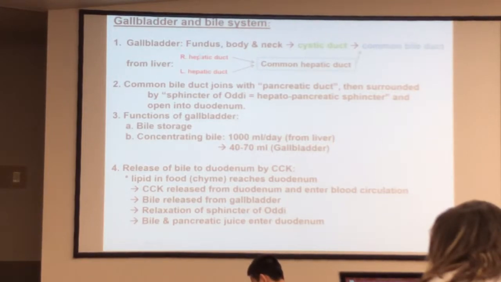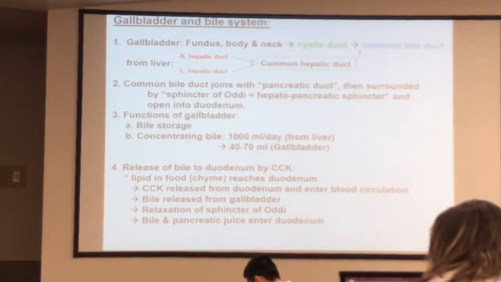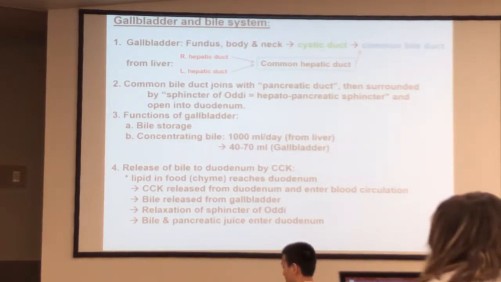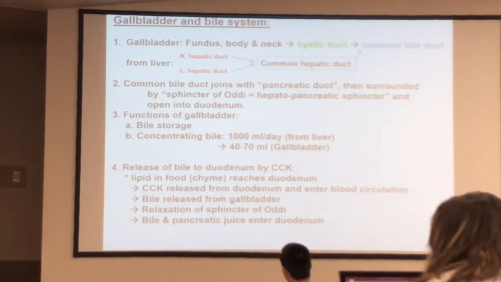Okay, so I basically say on the gallbladder, we have the cystic duct, and from the liver the right and left hepatic ducts, then the common hepatic duct, and then these two join together and become the common bile duct. Okay, and this one is controlled by the sphincter of Oddi, and every day we produce 1,000 ml, and we concentrate it to 40 to 70 ml. So the gallbladder takes out 95% of the water.